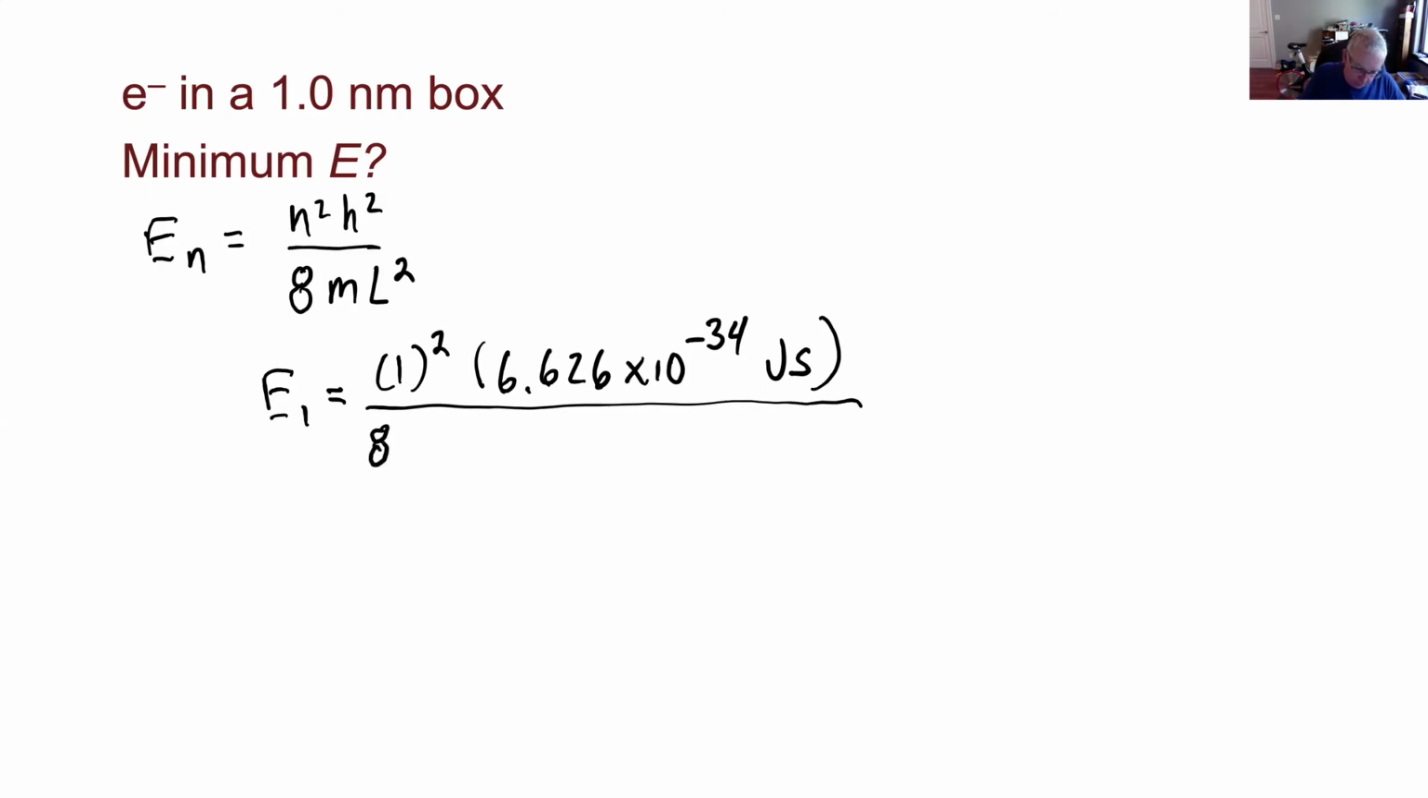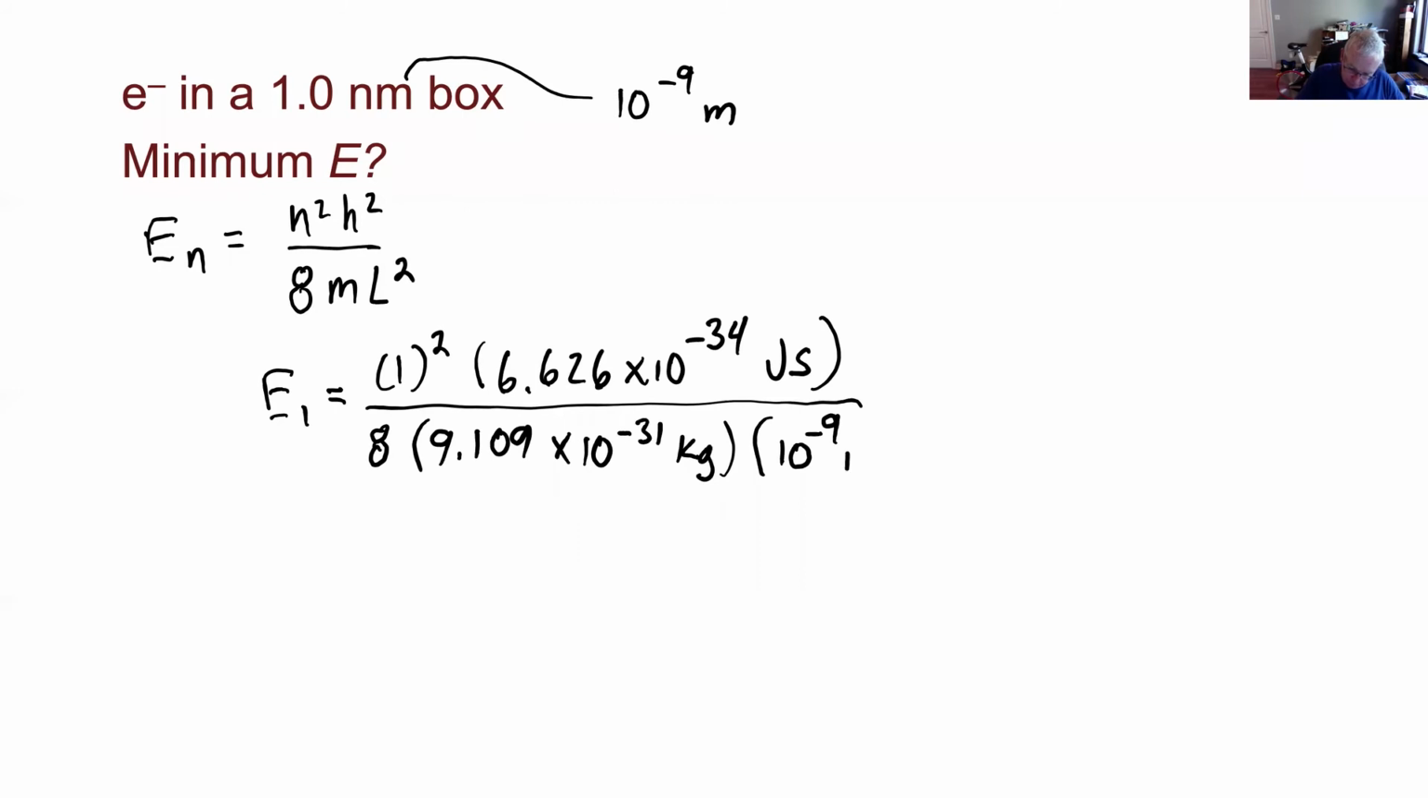I've got 8. I need the mass of an electron, which is 9.1 times 10 to the minus 31 in kilograms. And then I need the length of my box. My 1 nanometer is going to be 10 to the minus 9 meters, so I'm going to put that in there that way, and that's squared. And h is squared up on top. If we don't remember to square h, we'll get a very different answer. And if I take that and multiply them all out, my notes tell me that I get about 6 times 10 to the minus 20 joules.